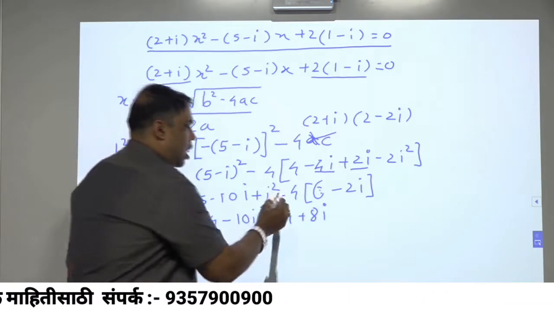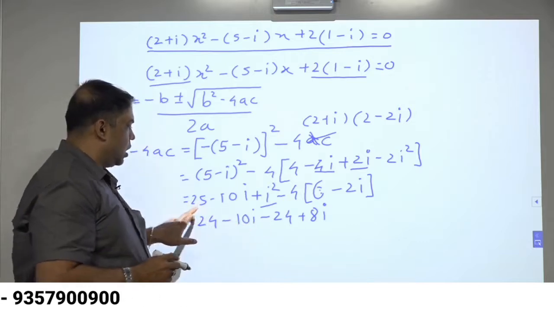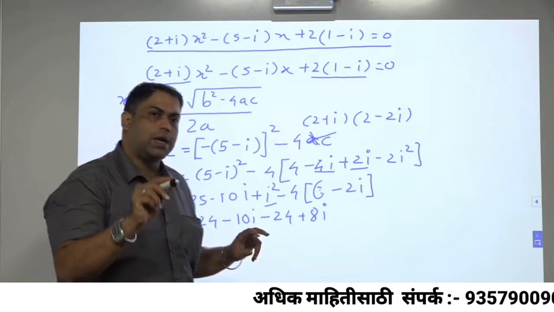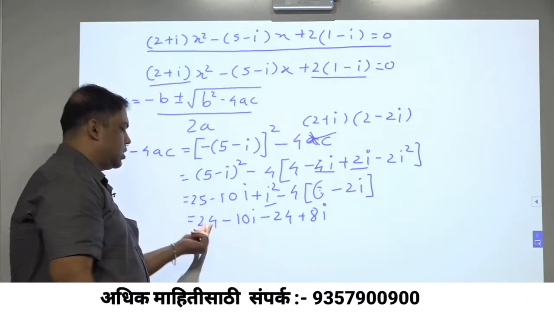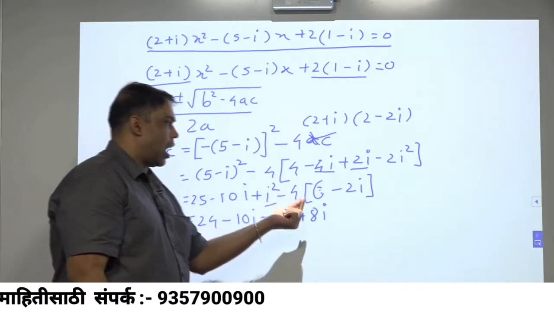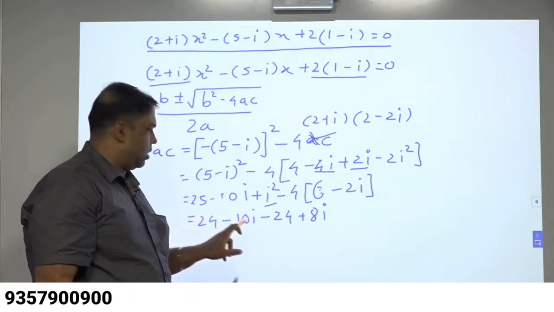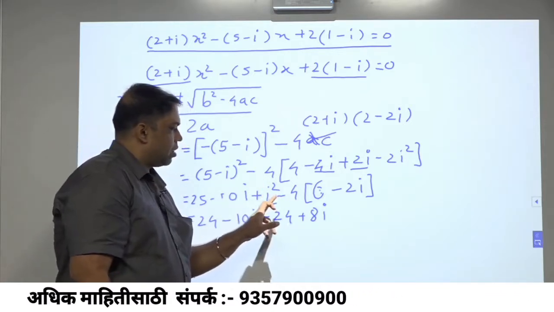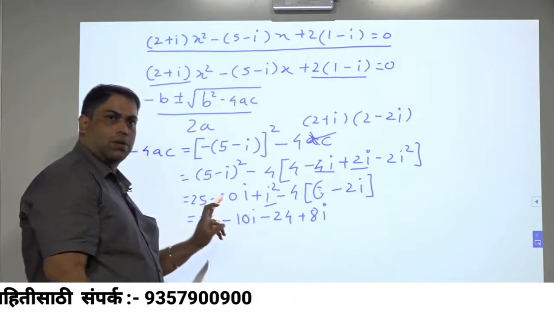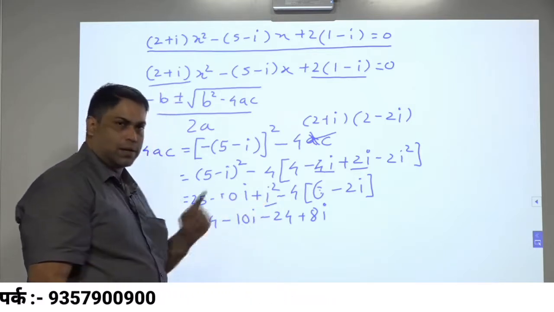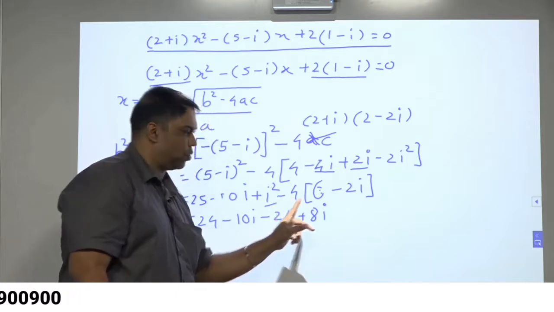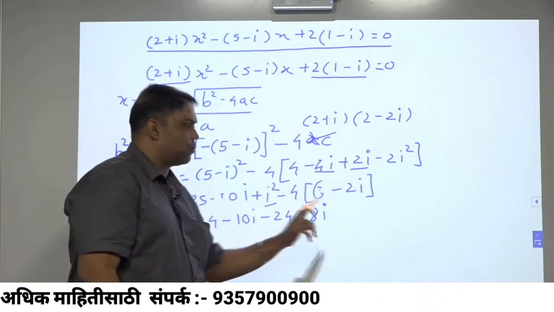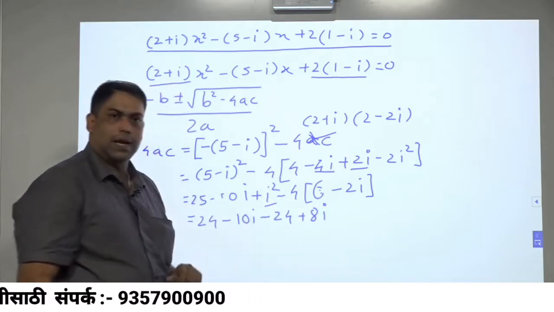See how I will tell you. 25 minus i square, that is, i square is minus 1. 25 minus 1 is 24. And minus 10i will be as it is. Got it? Next, this i square is already calculated with 25. So now minus 4 into 6 is minus 24. Minus 4 into minus 2i, that is plus 8i.